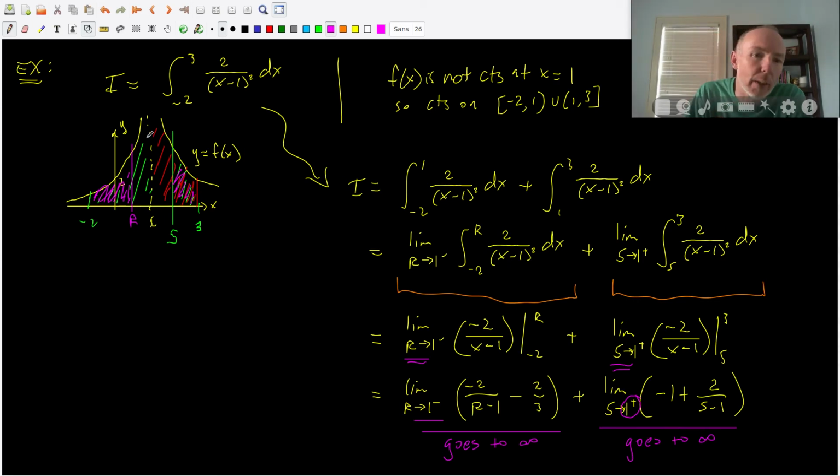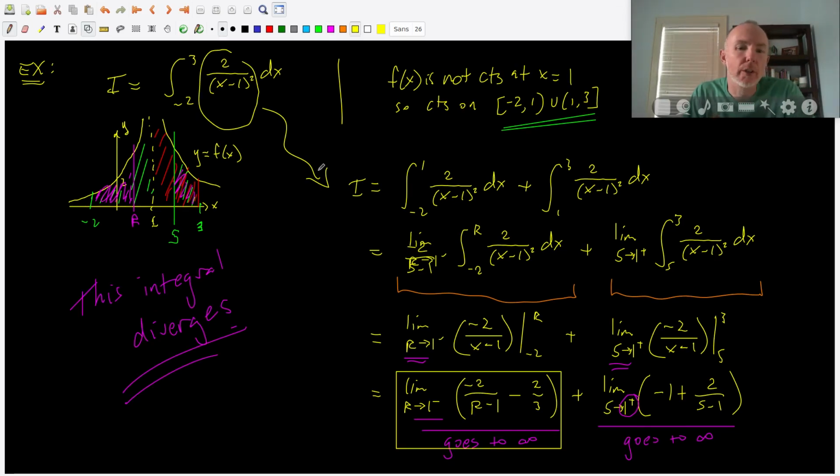It's not surprising, looking at the picture, they're symmetrical. We're going to get the same on either side, and in this case it's going to both be positive because they're positive areas, and they're both going to infinity. And so this integral diverges, and that's what we wanted to show. Either find that it converges and calculate the value, or show that it diverges.